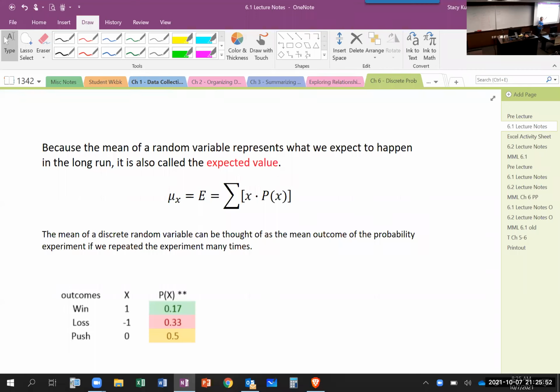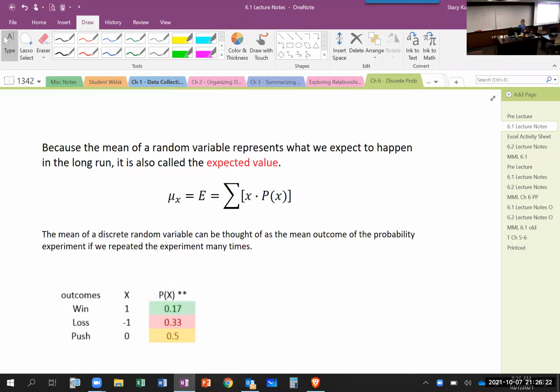But to find the expected value, what did this symbol right here indicate again? Sum. So what we're going to do is take the sum of the outcome x times the probability of that outcome and add them together. That's pretty much what we would do if we were to play the game as well. So this is the formula that you need to make sure that you write down in your worksheet that we have there, okay?